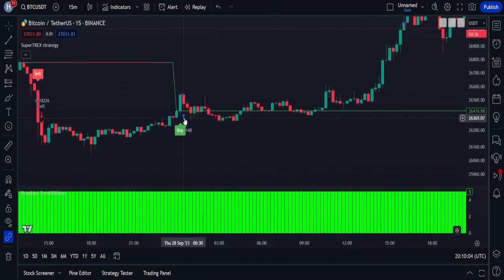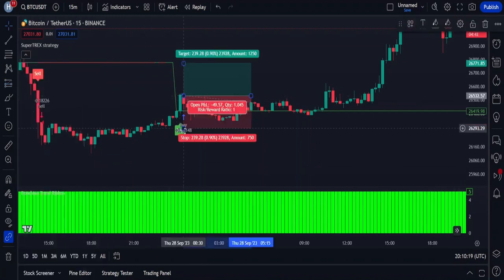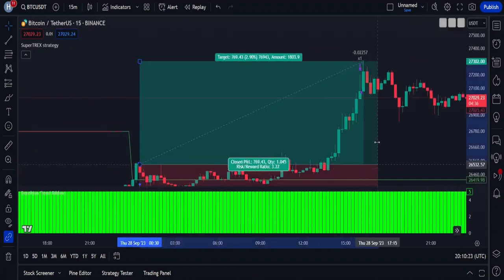For example, we got a buy signal here. So to confirm this signal, we will check out this secondary indicator as well to see if the histogram is green or not. And as you can see, it is actually green at this position. So that means our buy signal is valid and we can open a trade here.